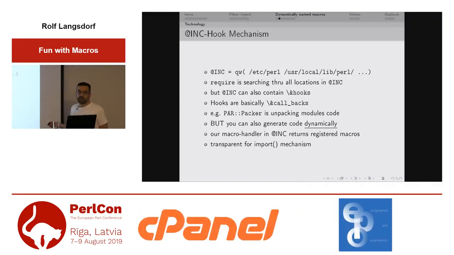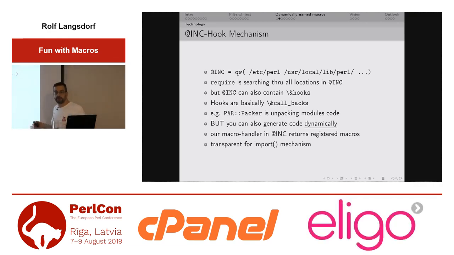Most people use the INC array just to put paths to the file, but it can also have a callback. And the callback is called with the same parameters, when it wants to load the module from the file system. So we can use these hooks, which are callbacks, to generate code dynamically. We can return the module's code. And so our macro is expanded into a pseudo module, which doesn't exist on the file system, which is generated just in time.